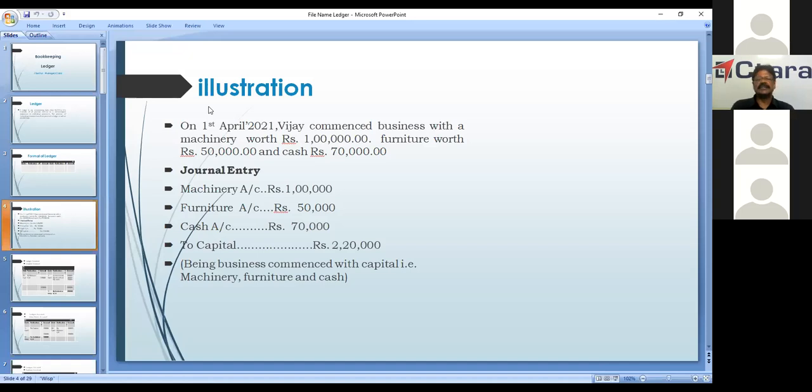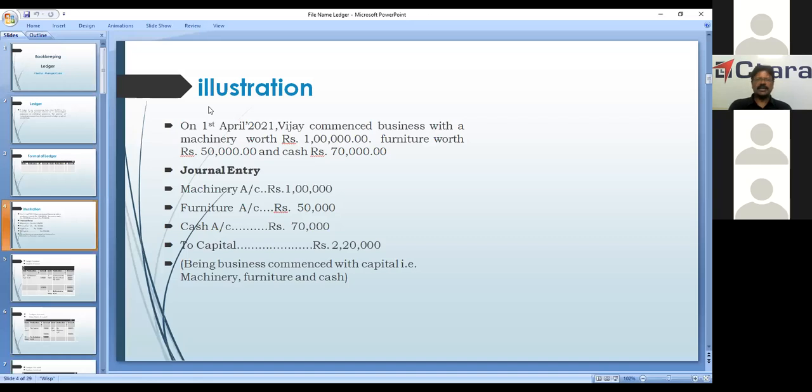So what would be the journal entry? If we take an individual item, if he has invested only cash, the entry will be cash account debit to capital account. Here the cash is coming inside, a real account, so cash is debited. Then capital, the giver, Vijay is giving capital, so it will be credited. If it is machinery, then machinery account debit to capital. If furniture is introduced, furniture account debit to capital.